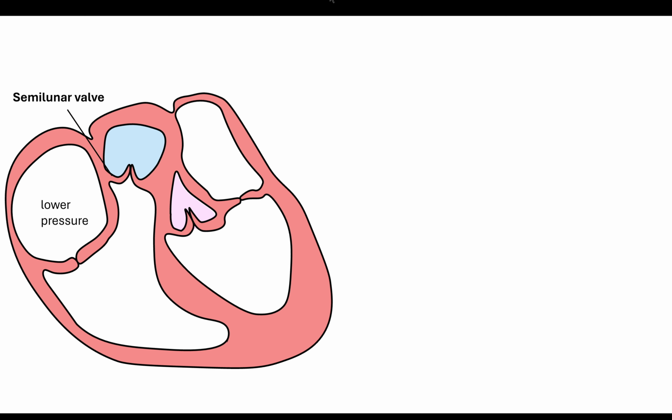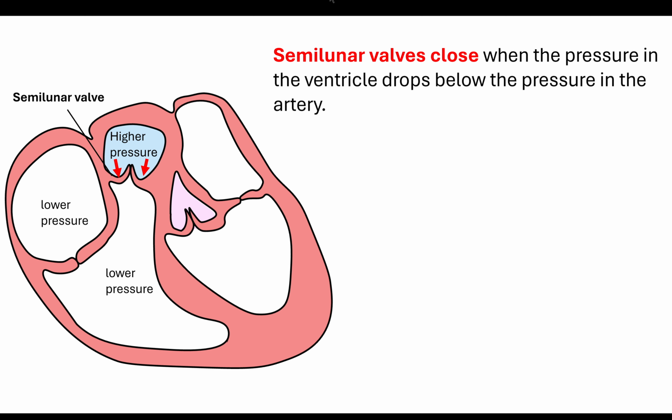Now, when we get to the point where the heart is relaxing and therefore the pressure in the ventricle has become lower than the pressure in the artery, that will cause those semilunar valves, the little pockets, to fill up with blood. And as they fill up with blood, that will cause them to actually close. So those semilunar valves will only close when the pressure in the ventricle drops below the pressure in the artery. And that's both the pulmonary artery as well as the aorta.